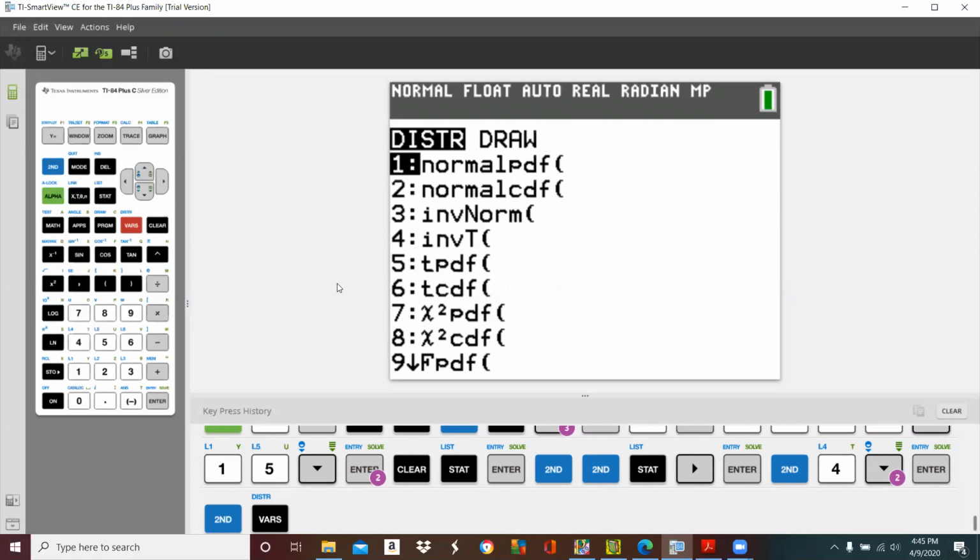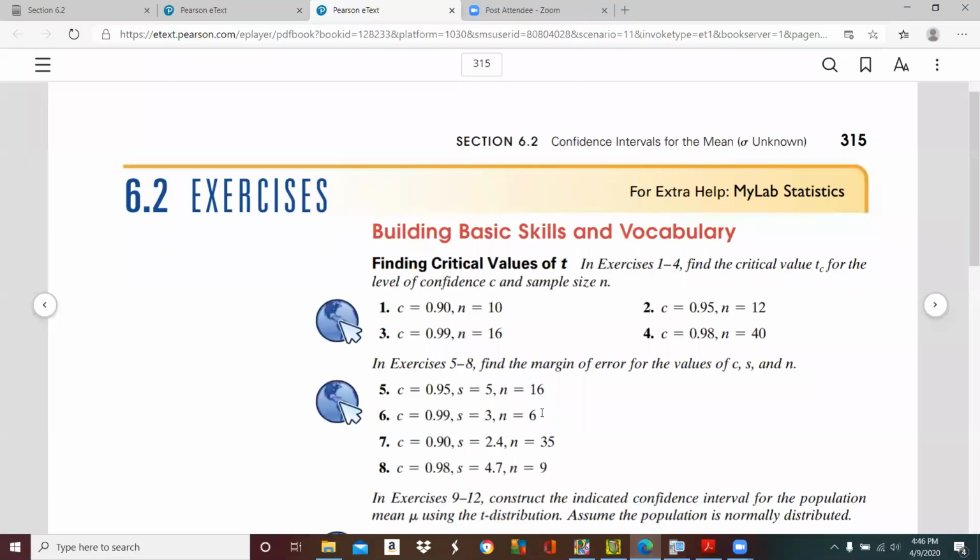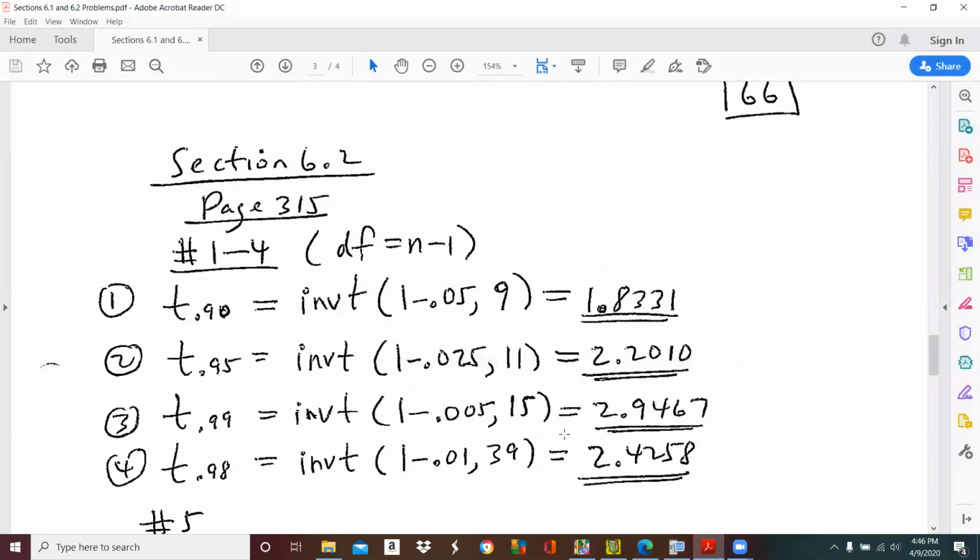All right, so please email me. If you don't, and you're taking these tests, like test number 3 and the final exam, you're going to have a problem finding the inverse of T. But you need to email me and I'll give you that workaround. All right, anyway, so let's go back to these 4 that we're answering in the book. Okay, so T90. They give you the sample size, right? The sample size is n.